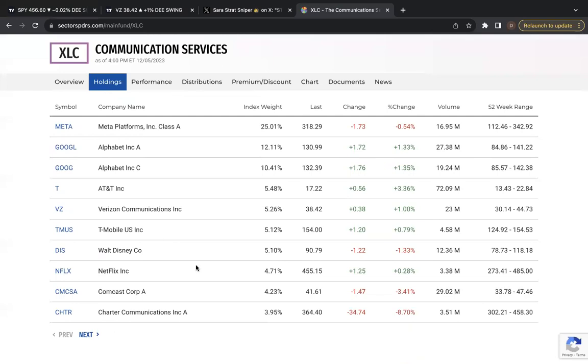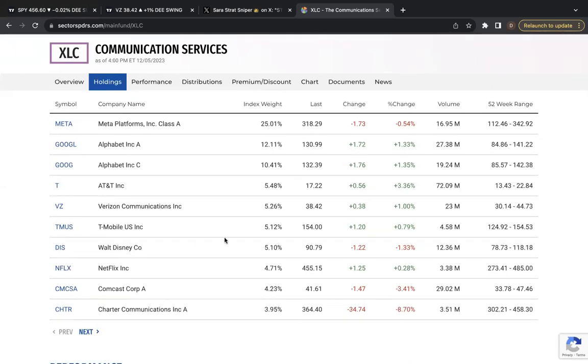And this is another way you can find sympathy plays, right? So if you know Meta is about to have earnings, and you don't want to be crushed by IV or whatever the case may be, or let's say you can't afford Meta, you can find a ticker that follows Meta. It's going to be less expensive. Netflix being 4.7% is kind of crazy to me. I don't know how much I believe that, but yeah, that's crazy.